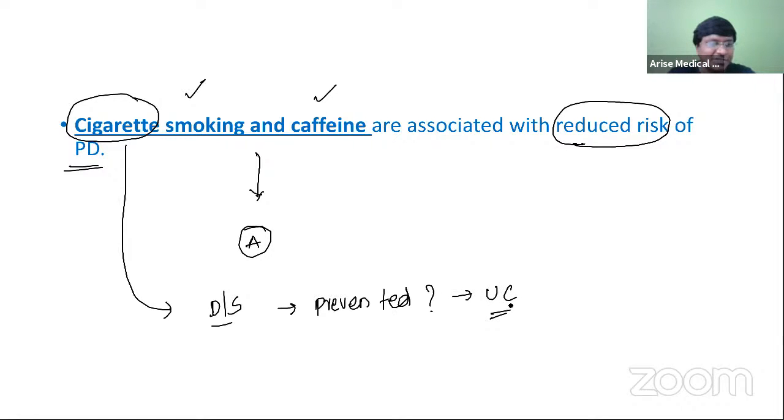COPD can be prevented by smoking, right? Are you joking, or is that your answer? Mukesh Pal, good. Alzheimer's disease. Next, one more. One is ulcerative colitis. Next is Alzheimer's disease.